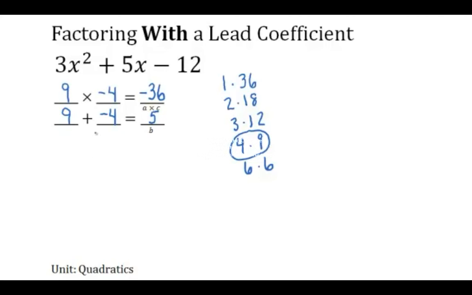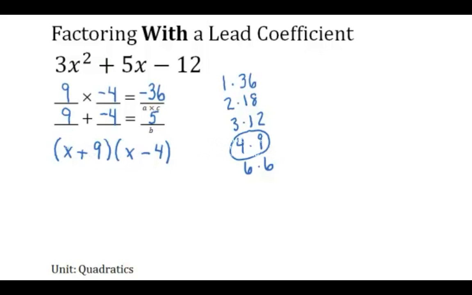Okay, so the first step is the same as what we've been doing when there wasn't a lead coefficient. Actually, the next step is also the same. We write two linear factors, or binomials. These aren't factors yet. We're going to have to tweak them a little bit. x plus 9 and x minus 4. These are not factors. They're just intermediate binomials that will help us get to our factors.